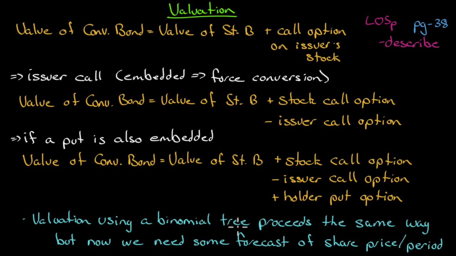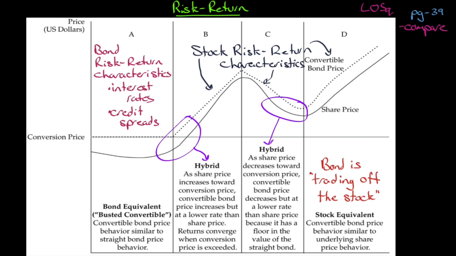So valuation using a binomial tree proceeds the same way as we've always done it, but now we also need some forecast of share price per period. Not just interest rates per period, but share price per period. So you can see how a little bit more complex that will become. We're not going to go that far. You just really should know that there could be a potential of 3 options within one bond, a convertible bond.